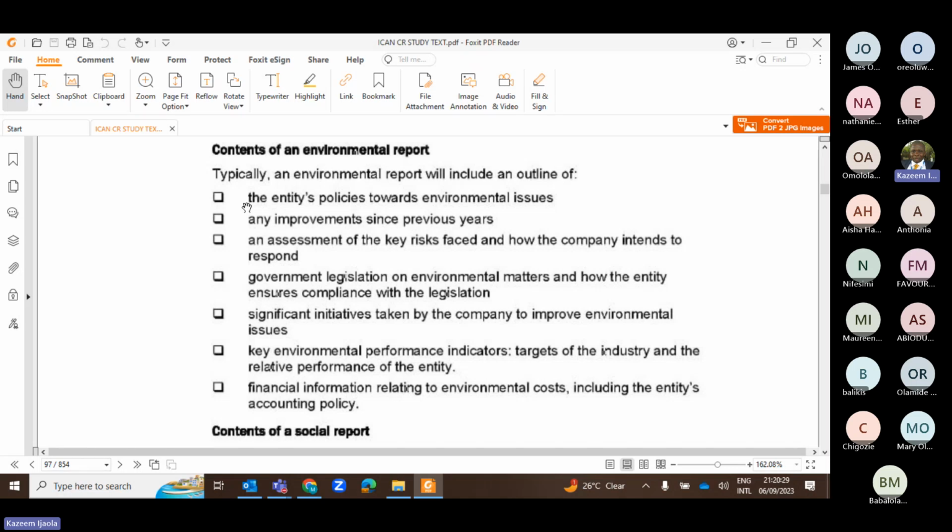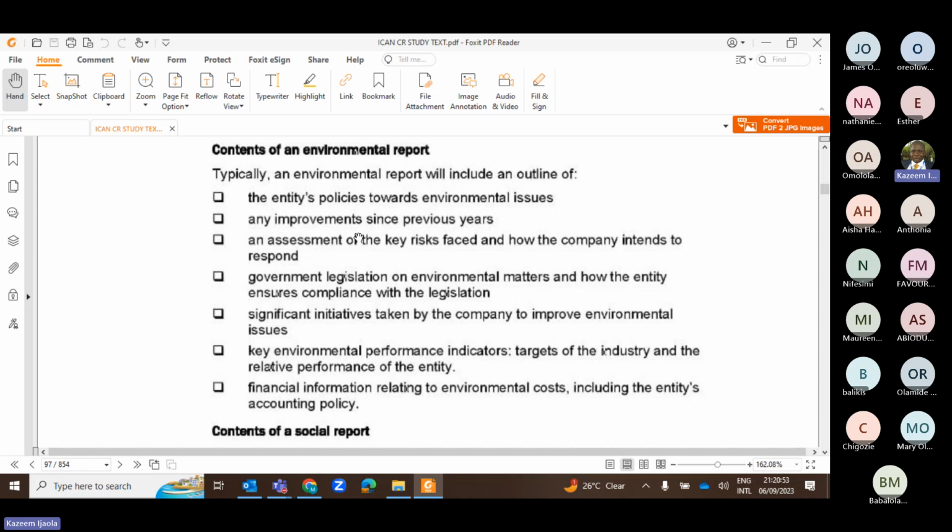Then any improvements from previous years; there should be an improvement every year. So you should highlight any major changes between the previous year and the current year. You also show an assessment of the risk phase and how the company intends to respond, that is, those environmental challenges that you faced during the year and how you intend to correct them going forward. So you can also highlight them.